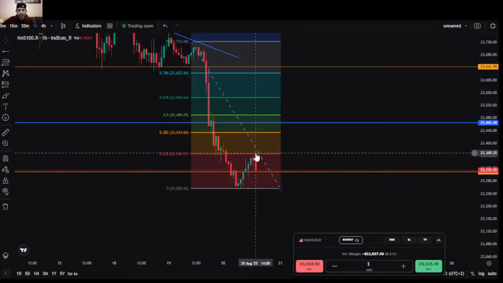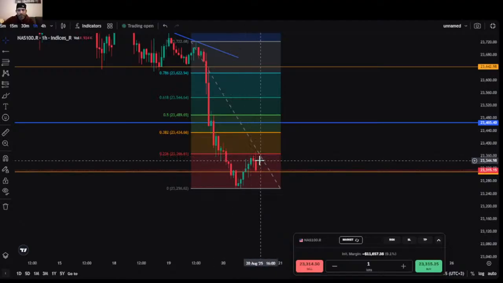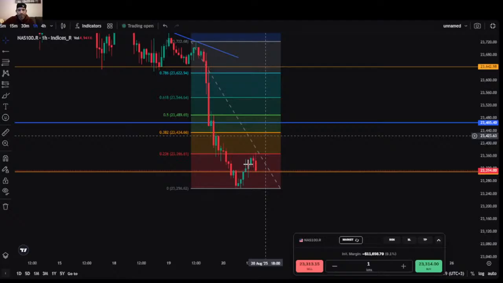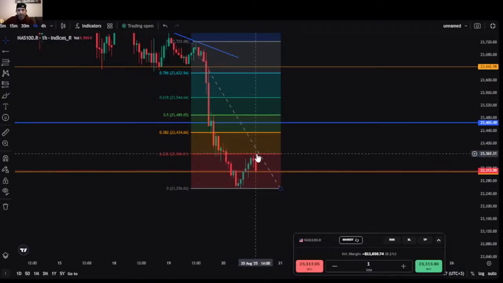Yeah, we came into this fib level here and respected here. Sometimes these corrections could be a little bit steeper. I mean, we might go to the 38 up here, maybe even the 0.50 before we come down. But we came to this one and respected.